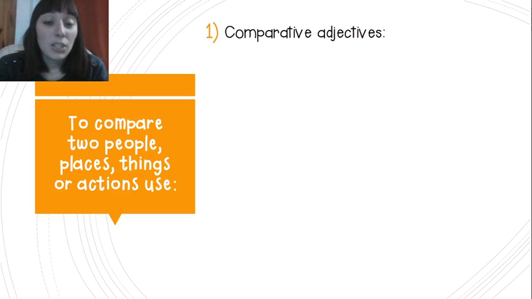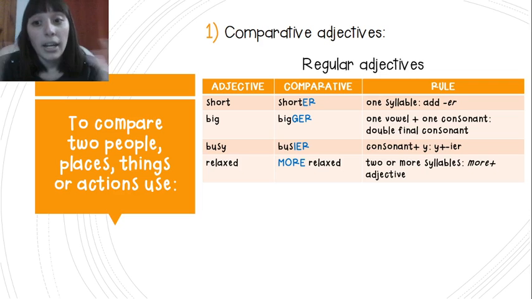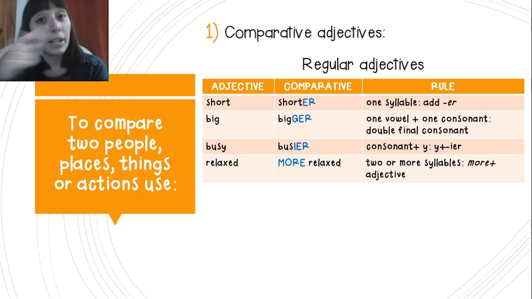In comparative adjectives, we have to pay attention that we have some regular adjectives and some irregular adjectives. The regular adjectives are the ones that we can add -er at the end, if it is a short adjective. And in the case of a long adjective that has two or more syllables, we include more. For example, in the table you have more relaxed. There you have some rules that you can write down to remember.